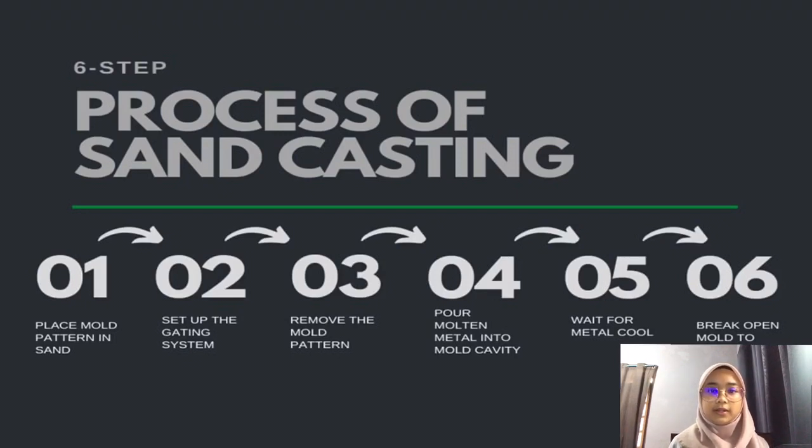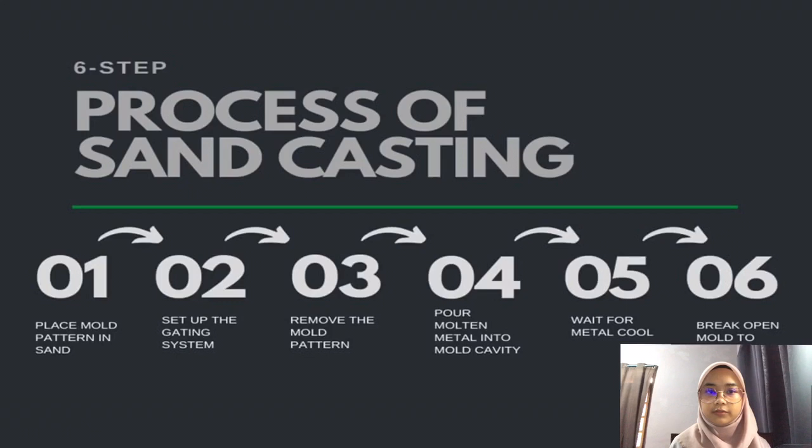Now I want to present the process, step by step, of how to make a casting product. First, we should know that the casting process has 6 steps. Based on the slide, I will present these steps roughly. The first step is to place the mold pattern in sand. The second step is to set up the gating system, and the third step is to remove the mold pattern.